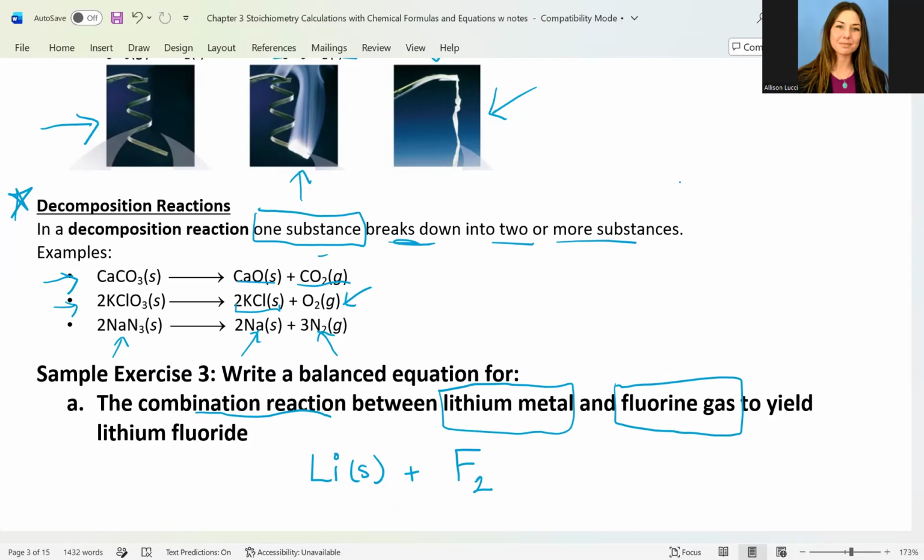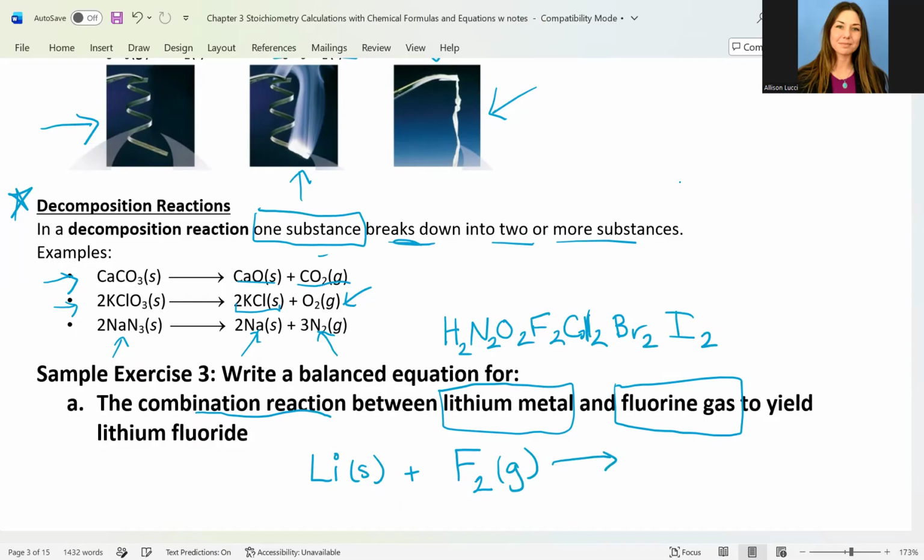So let's review. We have this acronym, or this kind of memory device, where we could say horses need oats for clear brown eyes. And this reminds us of all of these diatomic elements: H2, N2, O2, F2, Cl2, Br2, I2. So fluorine would be included in this group of diatomic molecules. So we would indicate it like so, and then we'll put a G for gas phase.